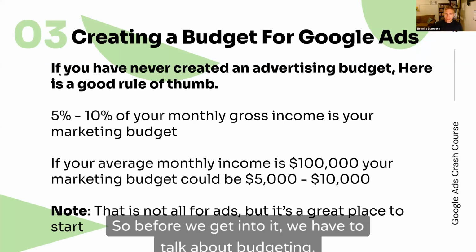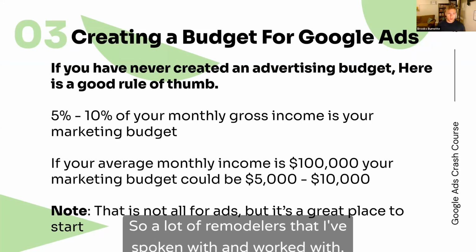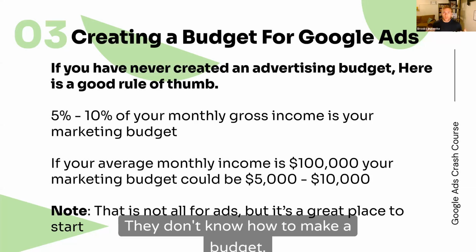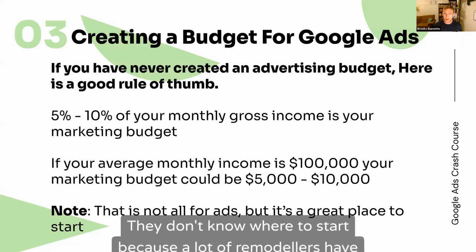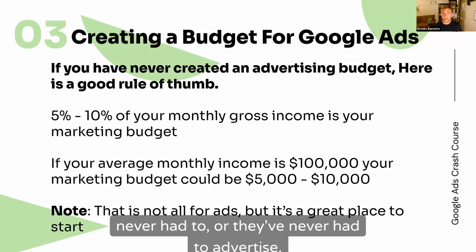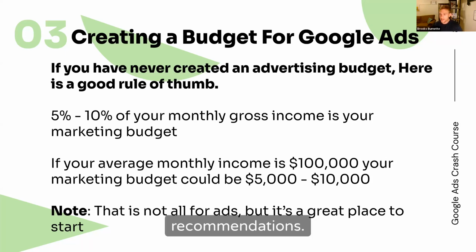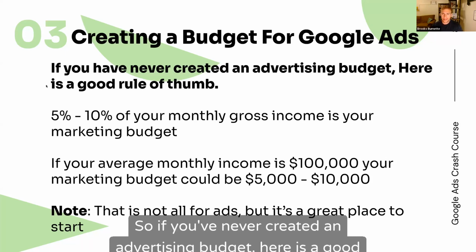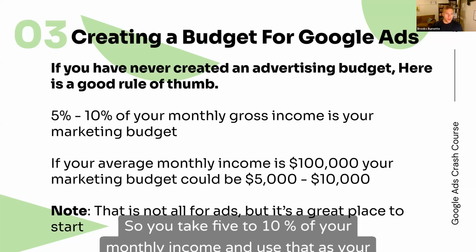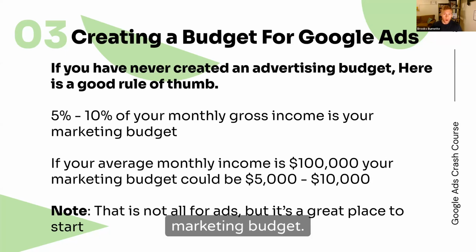So before we get into it, we have to talk about budgeting. A lot of remodelers that I've spoken with and worked with don't know how to make a budget. They don't know where to start because a lot of remodelers have never had to advertise. So we have a couple of rules of thumb, and then I have my recommendations. If you've never created an advertising budget, here is a good rule of thumb: you take 5 to 10% of your monthly income and use that as your marketing budget.